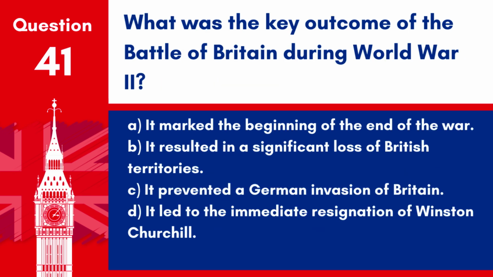Question 41. What was the key outcome of the Battle of Britain during World War I? A. It marked the beginning of the end of the war. B. It resulted in a significant loss of British territories. C. It prevented a German invasion of Britain. D. It led to the immediate resignation of Winston Churchill.